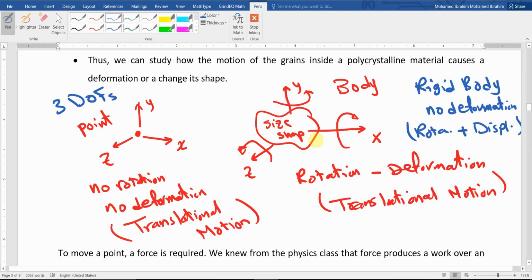Why? It would move along x, it would move along y, it would move along z, it would rotate about x, it would rotate about y, it would rotate about z. So we do have translational motion or displacement parallel to x. We do have ux, displacement parallel to x. We do have uy, displacement parallel to y. We do have uz.